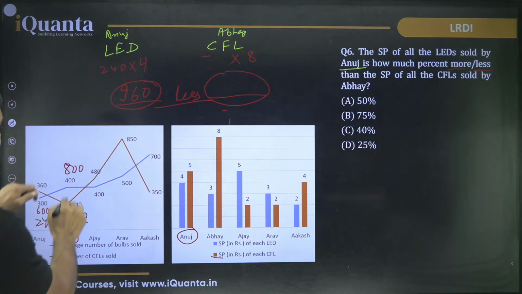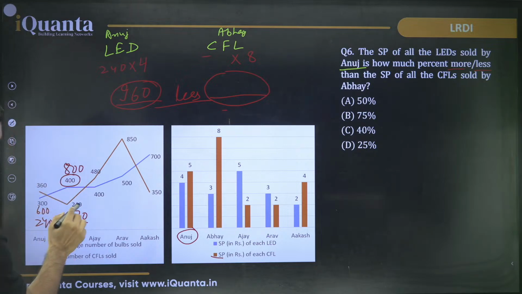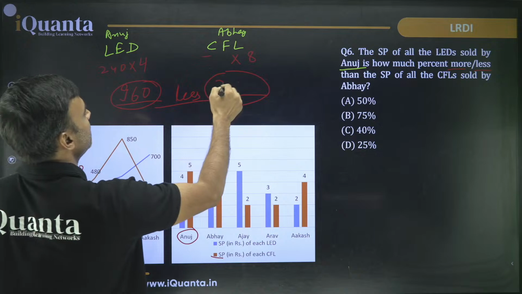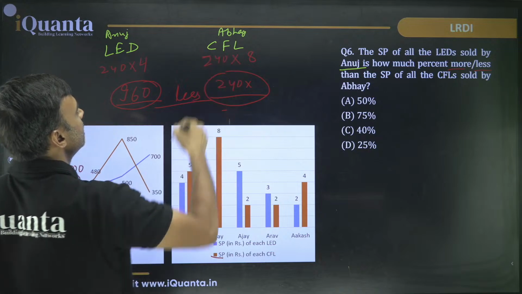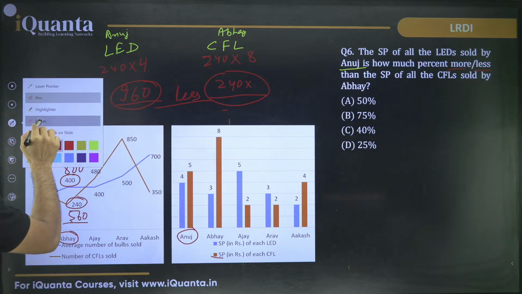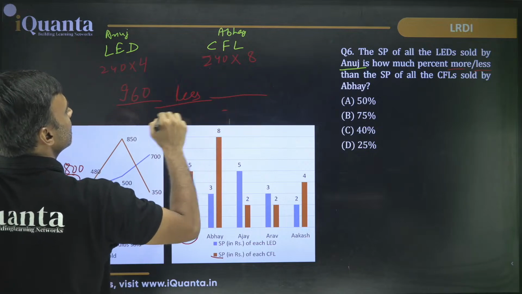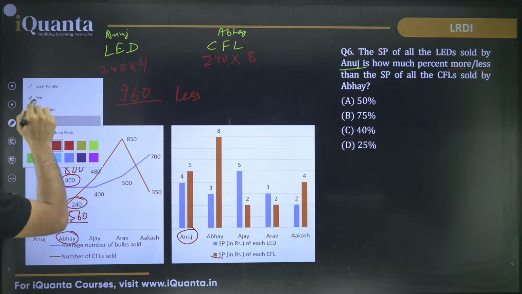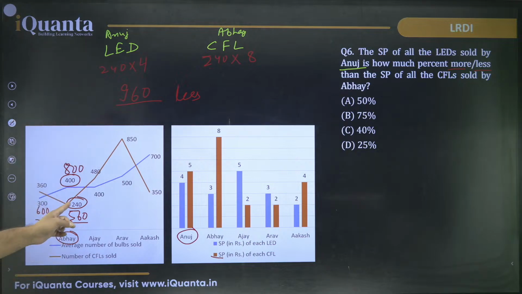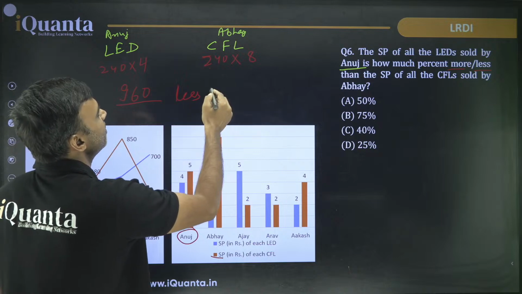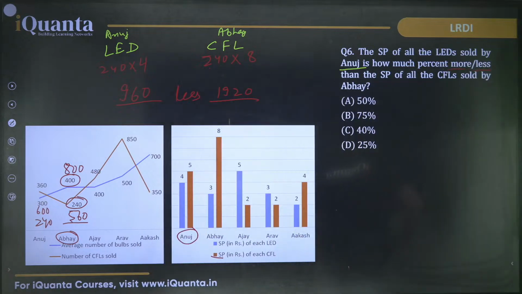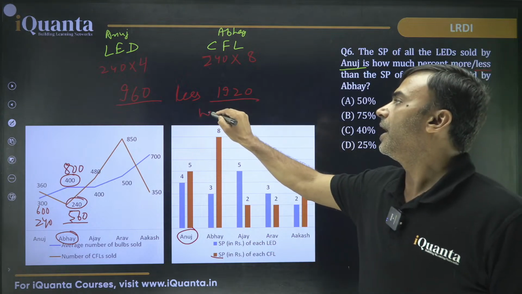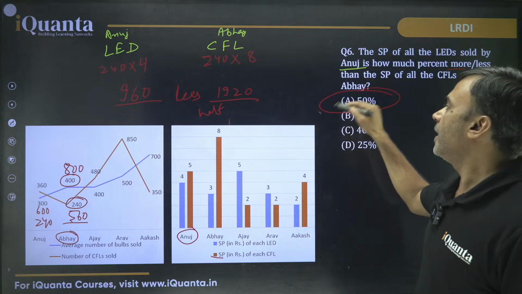Okay, so CFL is not 400, it is 240. Yes, so 240 into 8. 240 into 8. This stays the same, so it remains 50%. Then why did I create so much drama? Okay, so 240, this was correct. 240 into 8, so it is just same. 18, 19, 20. So 960 is how much percentage less than 1920? Just half, exactly half. Yes, I got it. So it is simply half. Half means 50%. Option A is the correct answer.